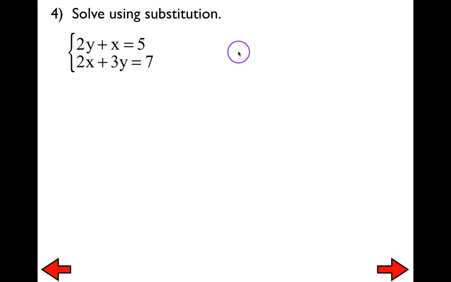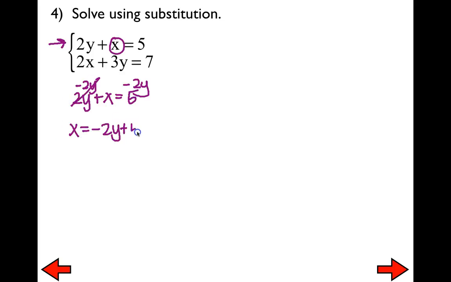Okay, so let's see how well we did. For number 4, you're going to notice none of the variables are solved for, so you're going to have to work with this here. So for the very first one, I have my eye on x. I have a good idea that probably the best bet would be to isolate x. So let's first do that. 2y plus x equals 5. So first, subtract 2y from both sides, leaving me with x equals negative 2y plus 5.